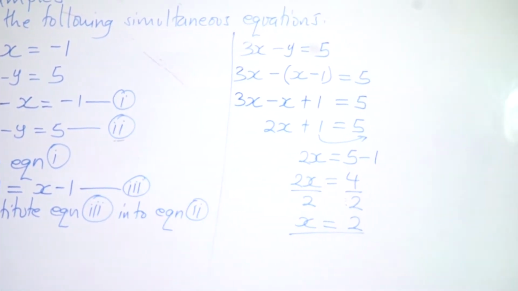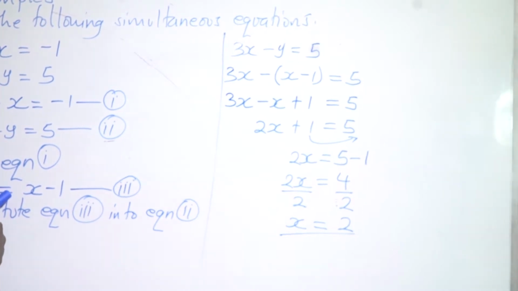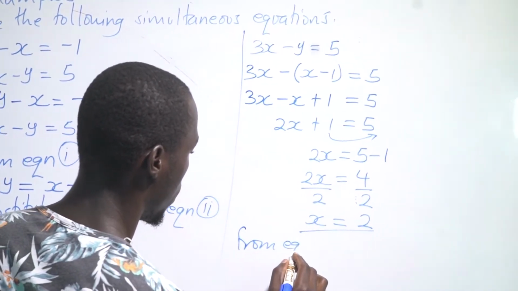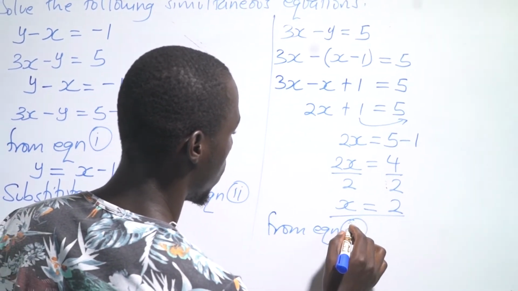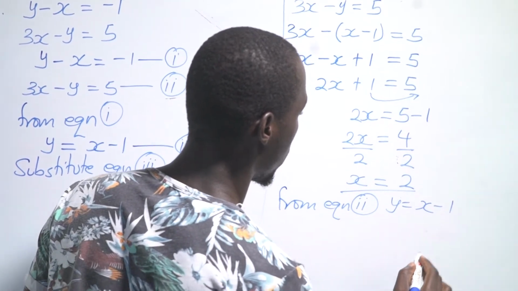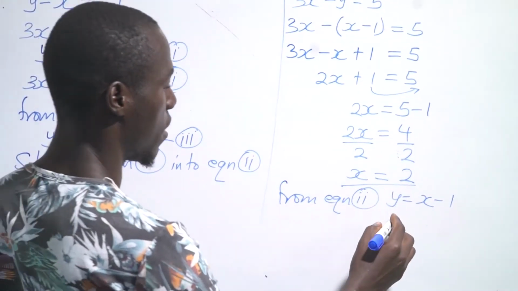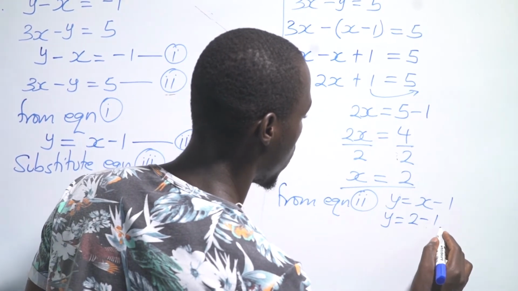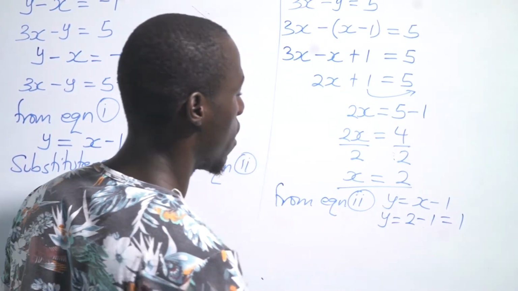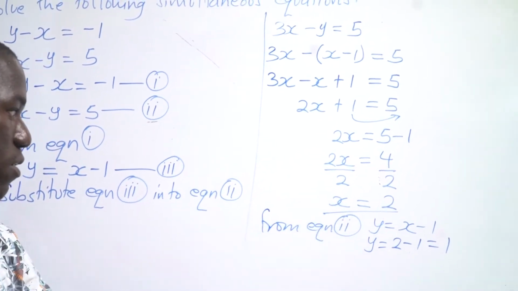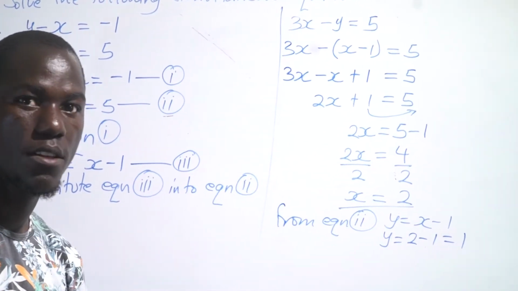Then to find my y, remember I made it the subject here. So from equation 3, my y is equal to x minus 1. So I substitute the value of x. Y is equivalent to 2 minus 1, which is a 1. Therefore, my x value is 2 and my y value is a 1.